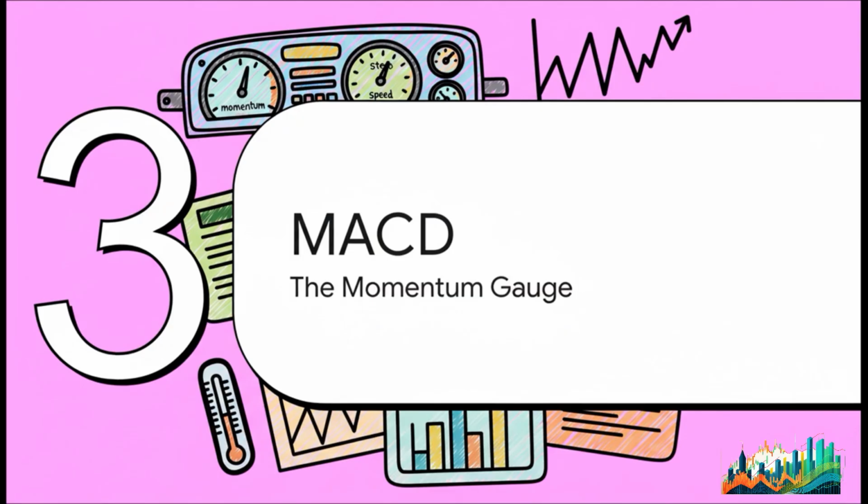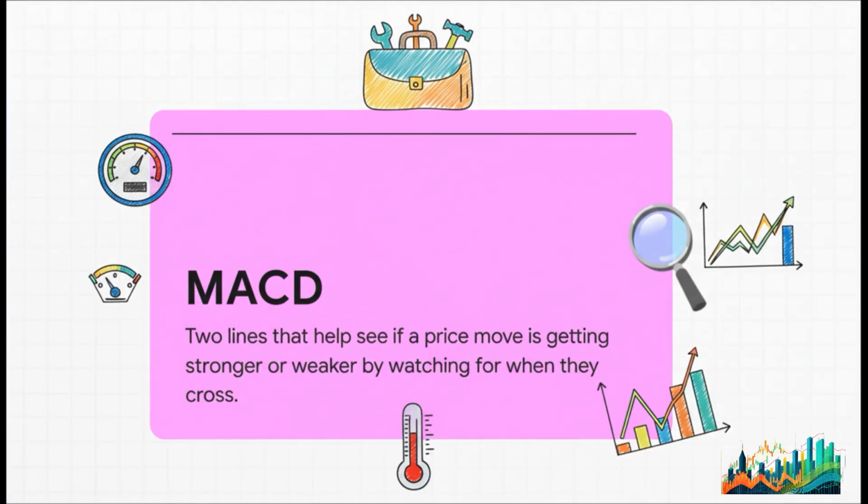Okay, our third and final tool has a bit of a scary sounding name: Moving Average Convergence Divergence. Yeah, let's just call it the MACD, or even better, the momentum gauge. Don't let that long name freak you out. The idea behind it is actually pretty simple. The MACD is all about one thing: momentum. It helps you see if a trend is picking up speed or if it's starting to lose steam.